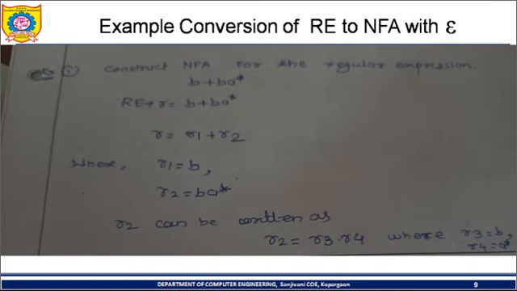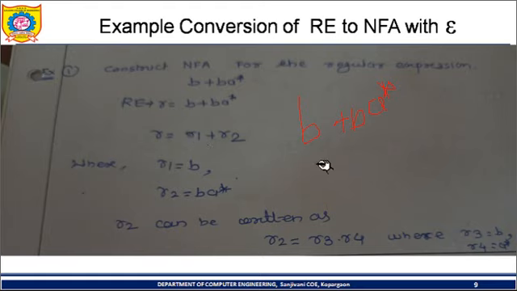Now we are going to solve one problem on how to convert RE to NFA with epsilon. Here you can see we want to draw B plus BA star. So the given regular expression is B plus BA star, and now we want to convert it into its equivalent NFA with epsilon. First of all, we know that we have to divide the given regular expression into a number of sub-regular expressions. Here we are going to apply the recursive nature of the regular expression.